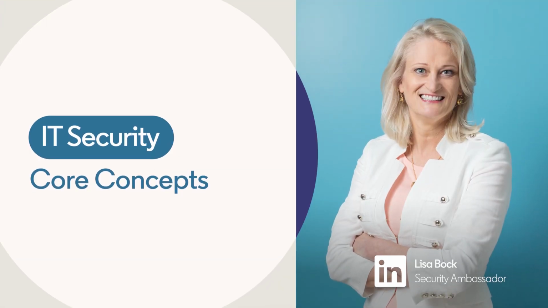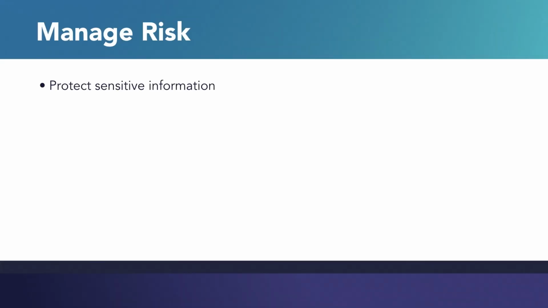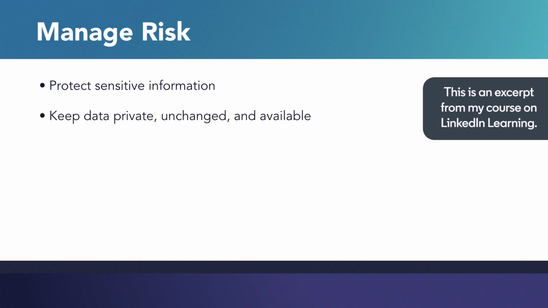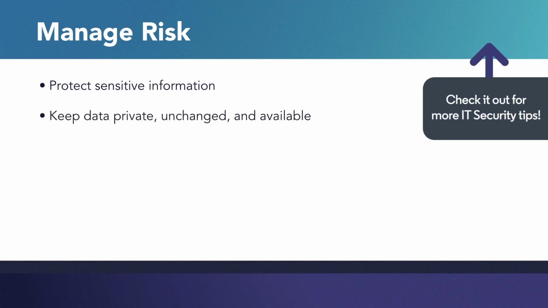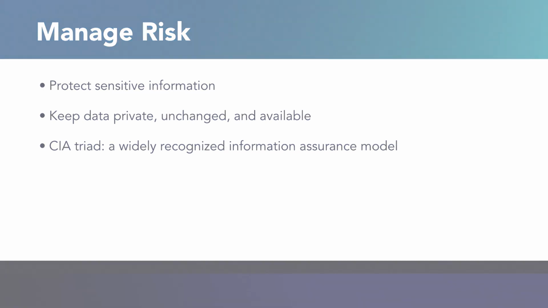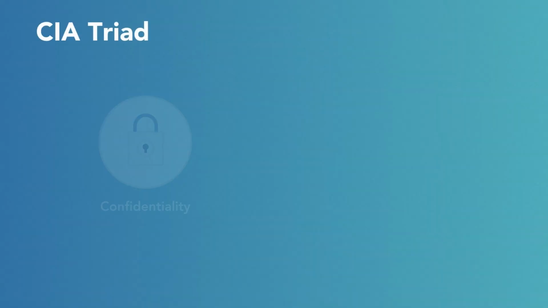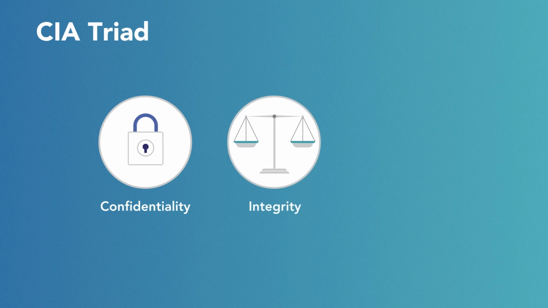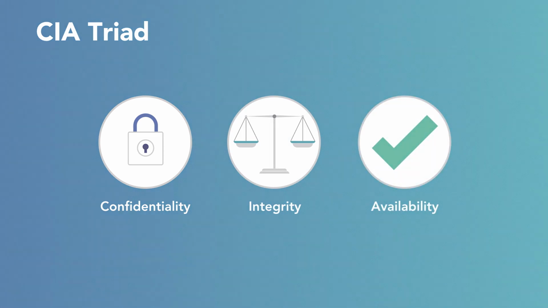One of the basic principles of providing a secure system is to manage risk and protect sensitive information. The goal is to keep data private, unchanged, and available. The concept is also called the CIA triad, a widely recognized information assurance model. CIA stands for confidentiality, integrity, and availability.